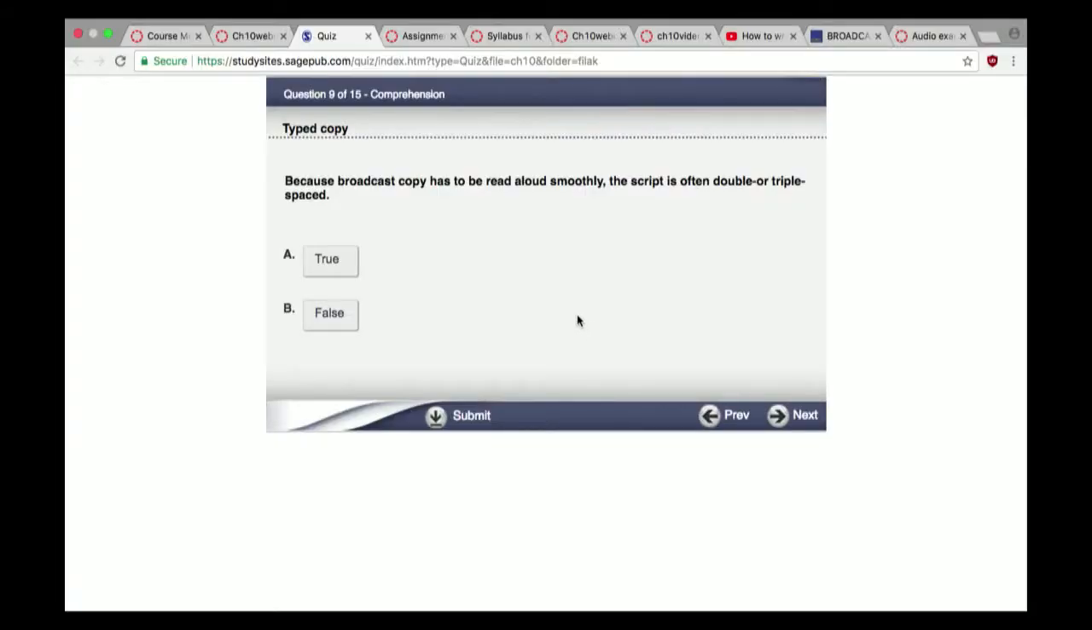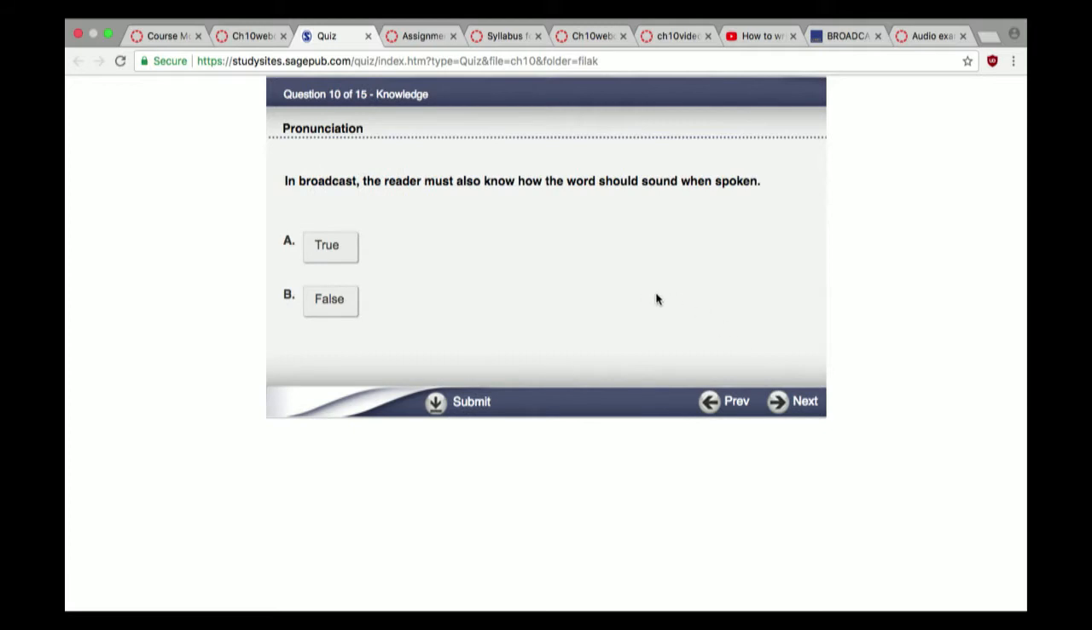Because broadcast copy has to be read aloud smoothly, the script is often double or triple spaced. In broadcast, the reader must also know how the word should sound when spoken. True. Scripts often include phonetic elements called phonetics. I think they're actually called pronouncers, aren't they? That's false. So they're called pronouncers, not phonetics.